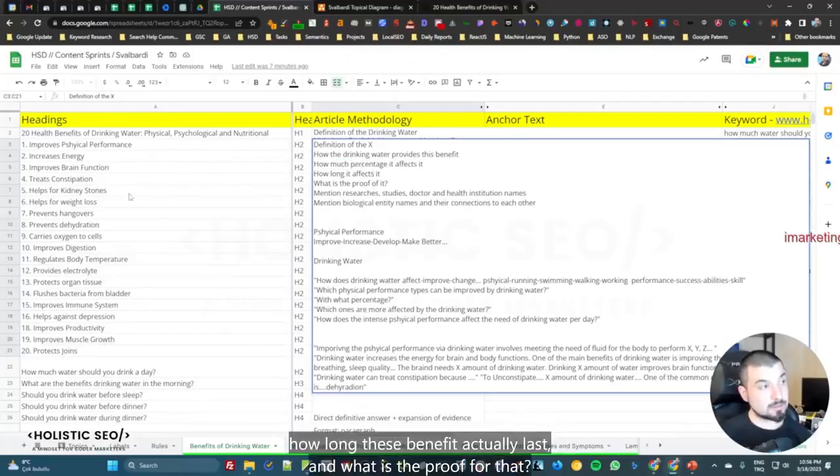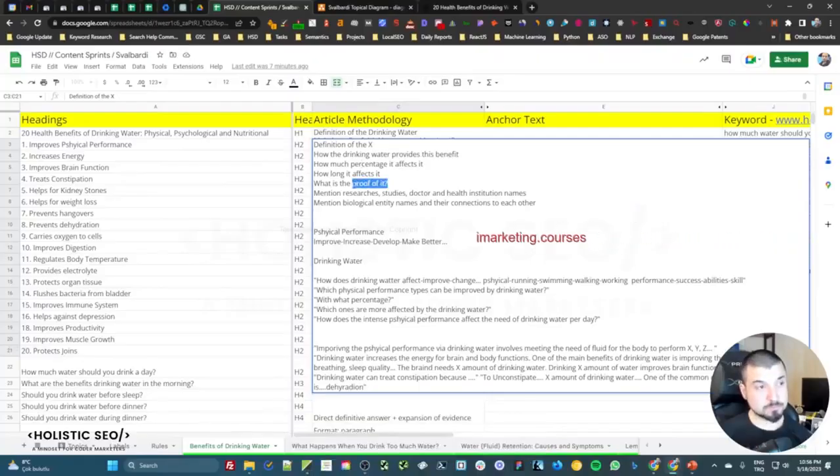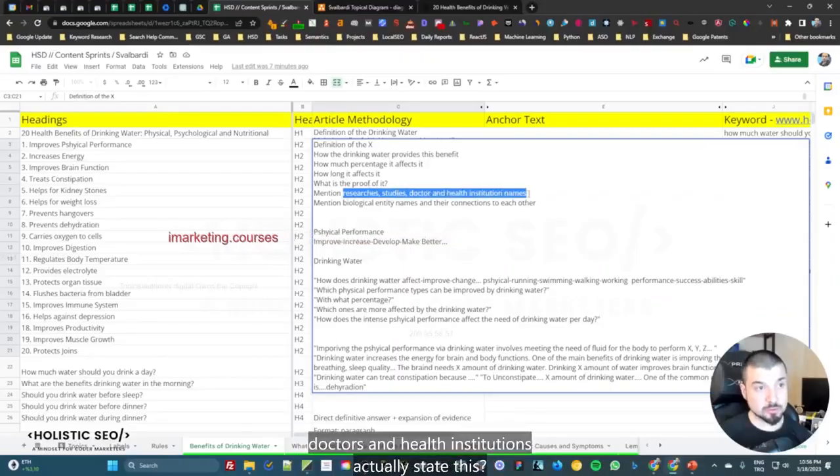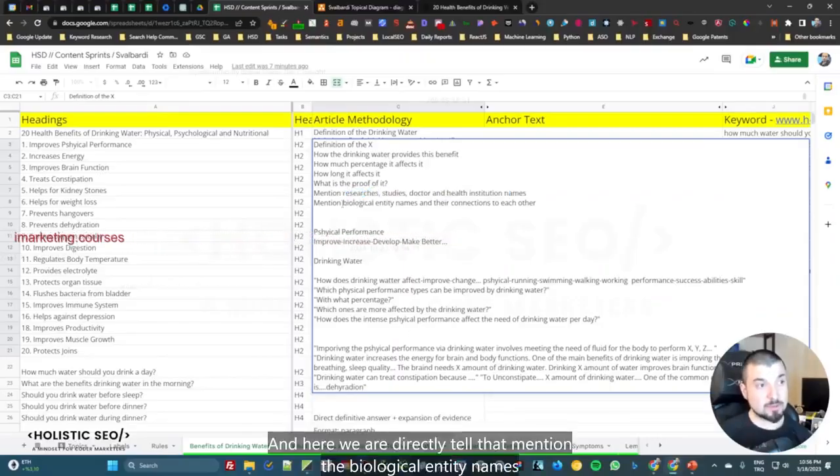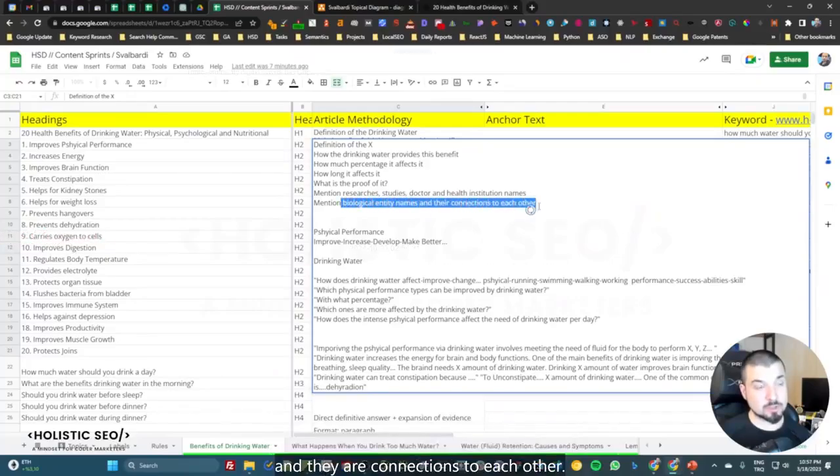How long this benefit actually lasts. And what is the proof for that? What kinds of researches, studies, doctors, and health institutions actually state this? And here we directly tell that mention the biological entity names and their connections to each other.